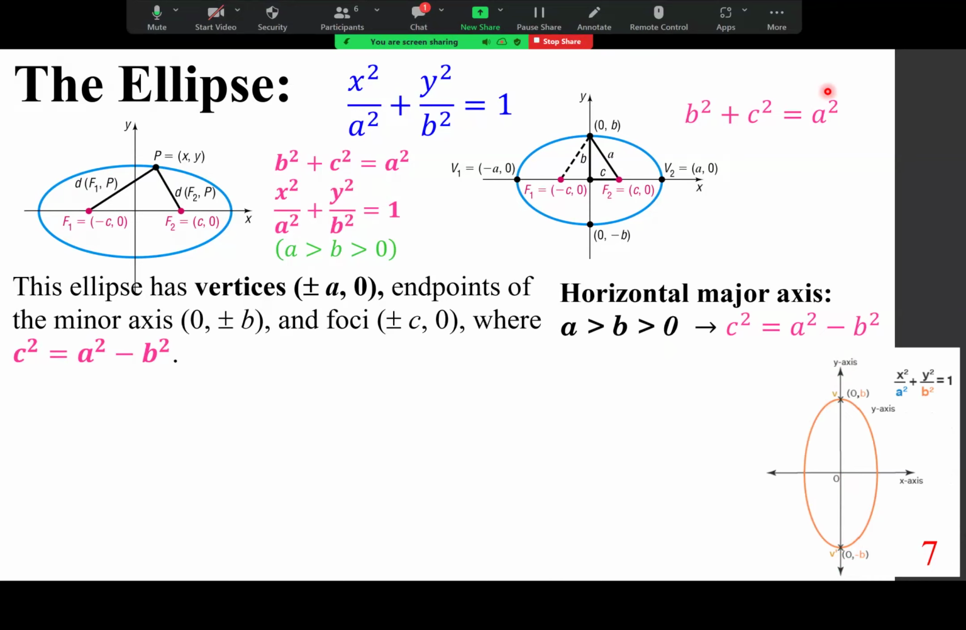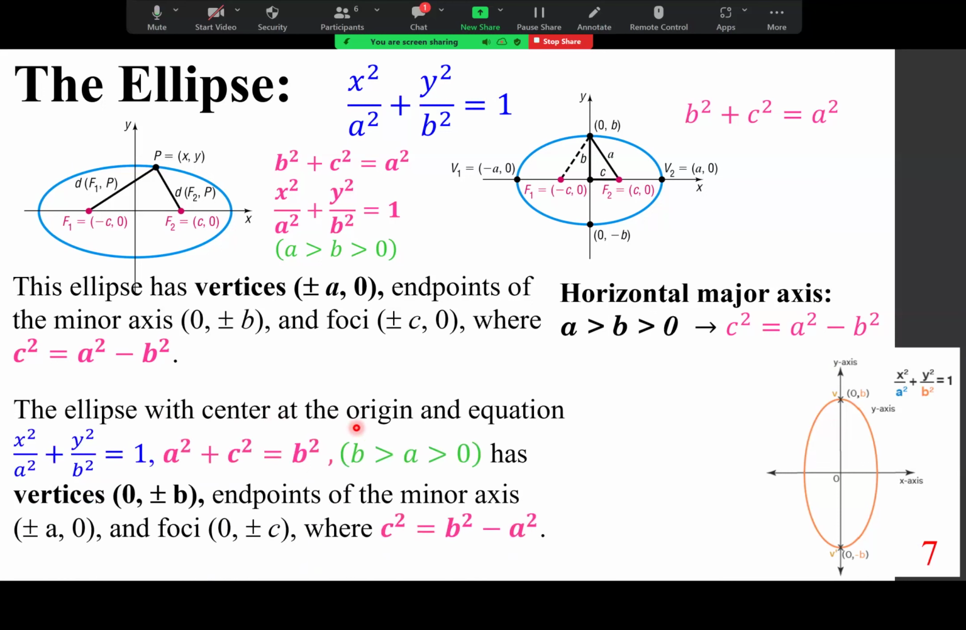And it's important to know, in some texts, they like to change the location of a and b. I rather write it as x squared over a squared and y squared over b squared. So I keep the a under x. So this is still a, 0, minus a, 0, 0, b, 0, minus b, but this is the major axis, which means the foci are along that as well.